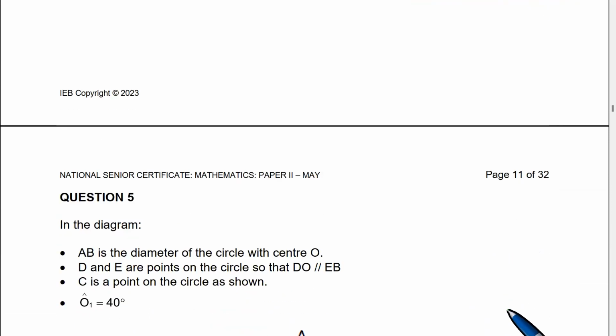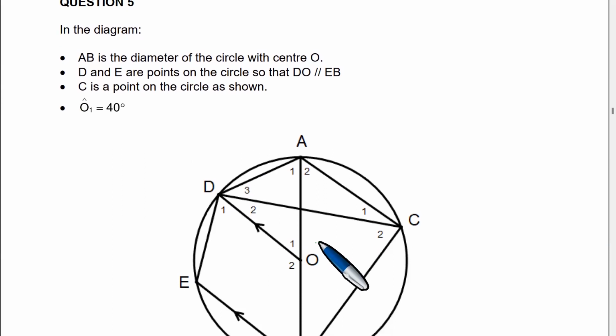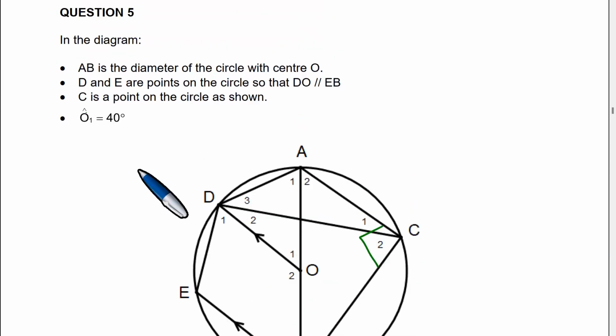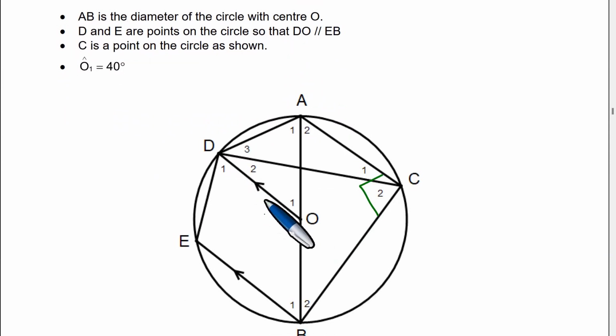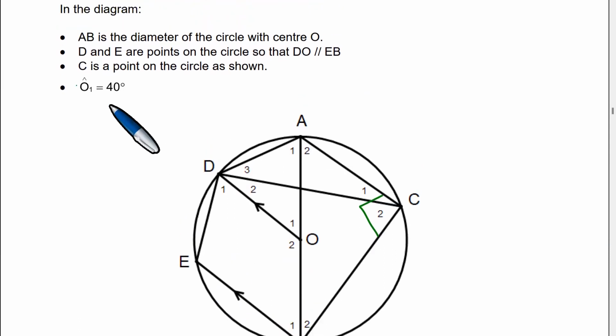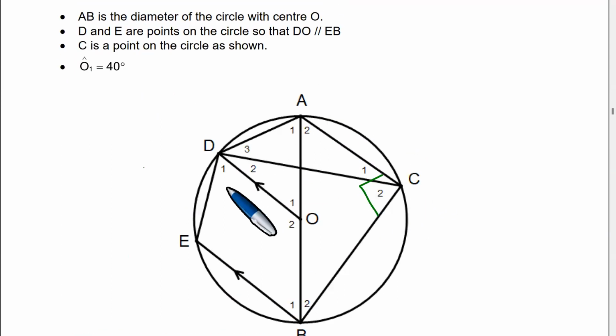Next question. In the diagram, AB is the diameter of the circle with center O. So you've been told that AB is the diameter. What angle does it subtend? Because the diameter must subtend an angle of 90 degrees at the circumference, but also if it is a diameter, it must subtend a couple of angles. D and E are points on the circle so that DO is parallel to EB. C is a point on the circle as shown.